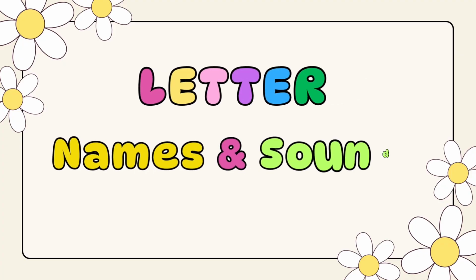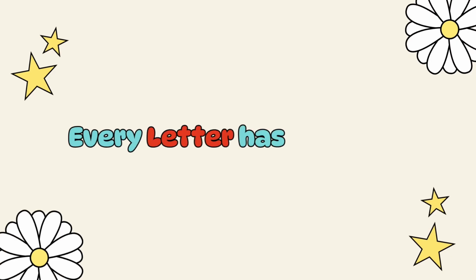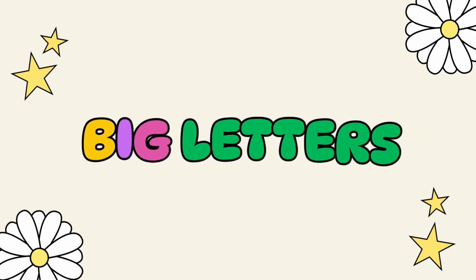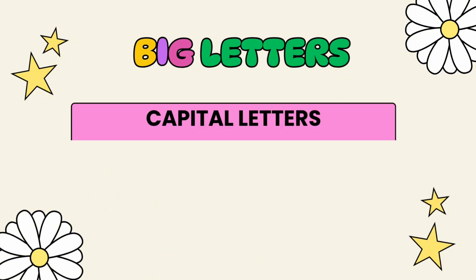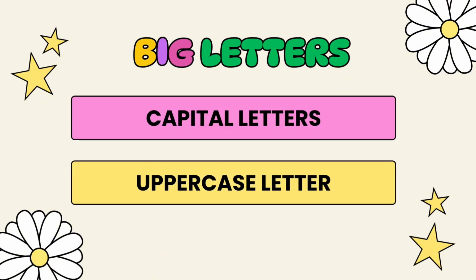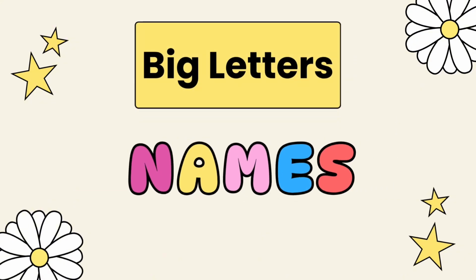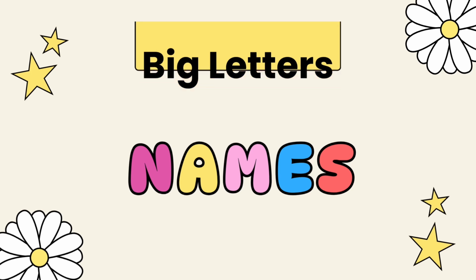Letter names and sounds. Every letter has two forms. One, big letter. A big letter is also called capital letter, uppercase letter. Big letters tell us the name of the letter.